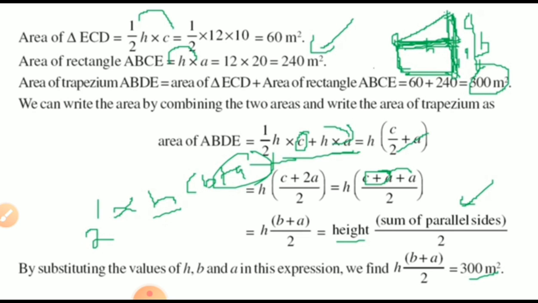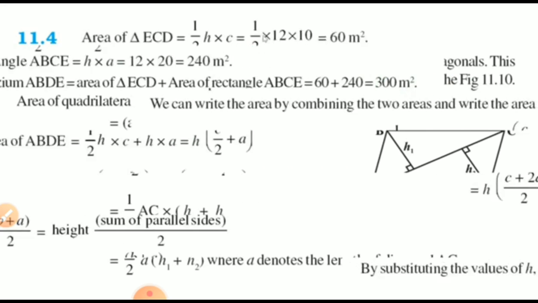Trapeziums: both lines are not parallel, but one pair of lines is parallel. You now have a clear idea of the correct formula. So both ways are correct.